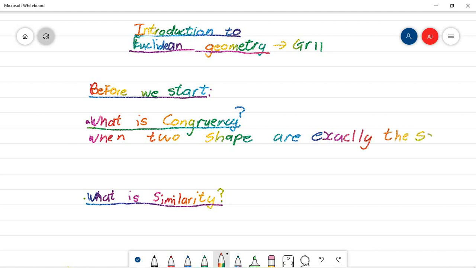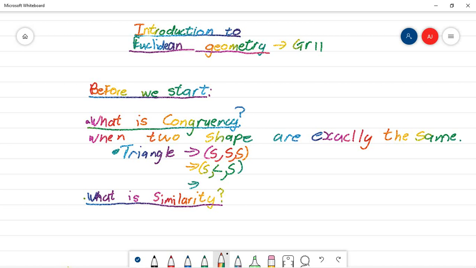Now, with Euclidean geometry, we'll be mostly focusing on triangles. Now, triangles are congruent when the following is true. When either all the sides are equal, or when at least two sides and the angle between them are the same. Then there's also a situation where we can have two angles and another side.